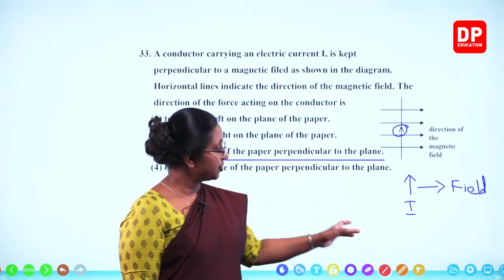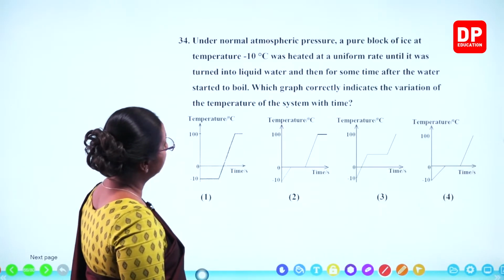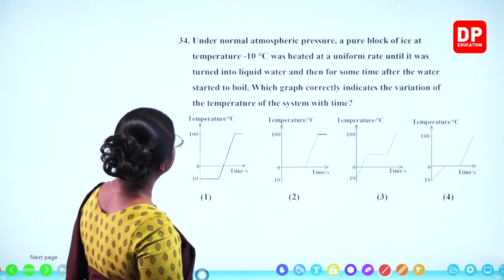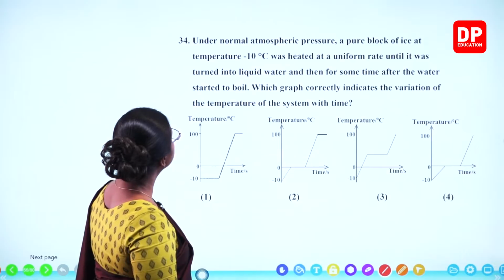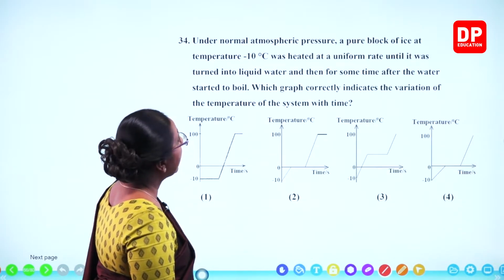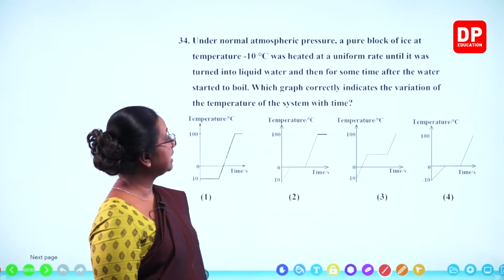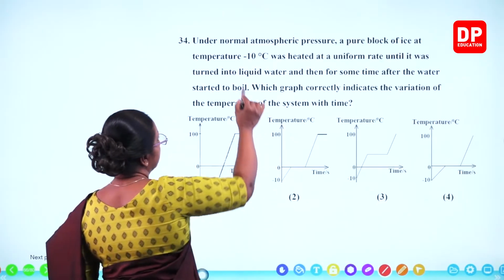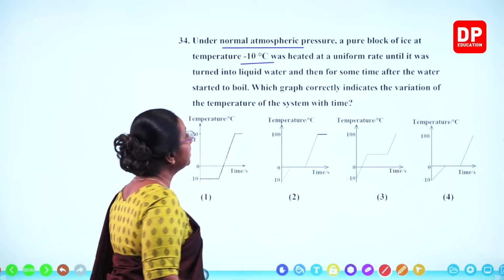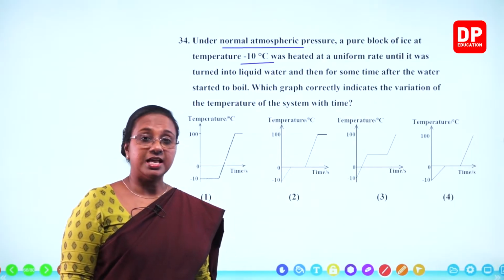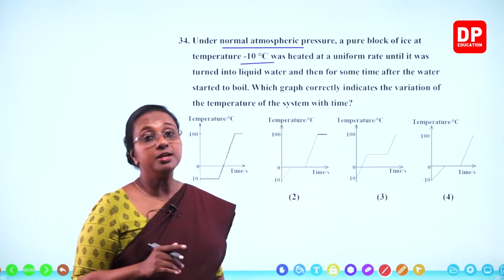Is that clear? So, then we'll move on to the next one, 34. Under normal atmospheric pressure, a pure block of ice at temperature minus 10 degrees Celsius was heated at a uniform rate until it was turned into liquid water. And then for some time after the water started to boil. Which graph correctly indicates the variation of the temperature of the system? So, initially the ice is at minus 10 degrees Celsius and they say normal atmospheric pressure. Why have they mentioned that? You all know, students, boiling point, melting point of substances, they depend on pressure.